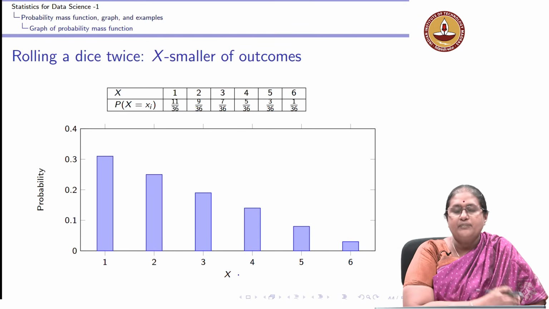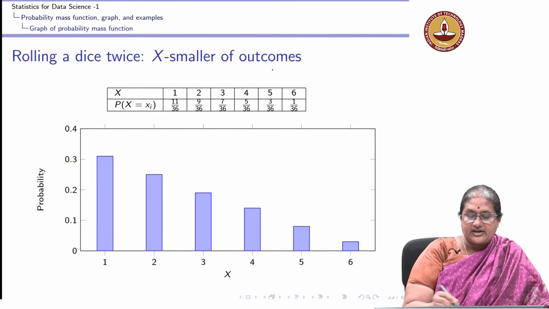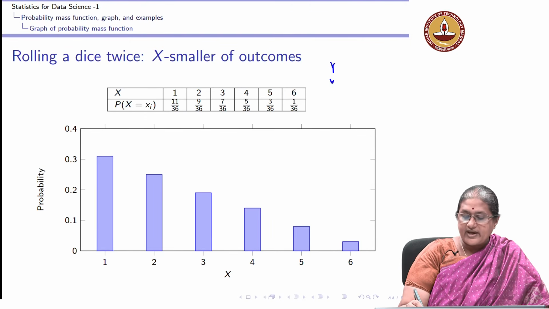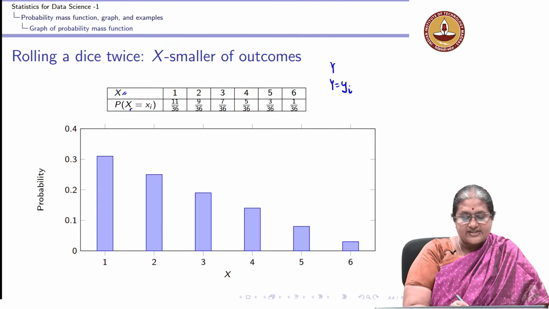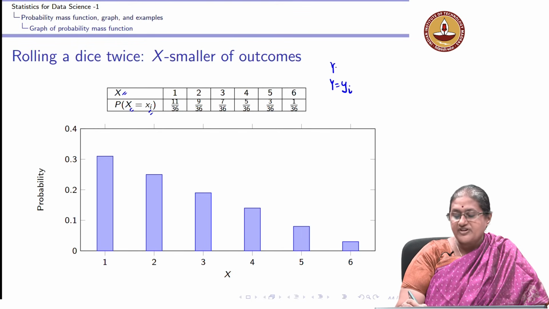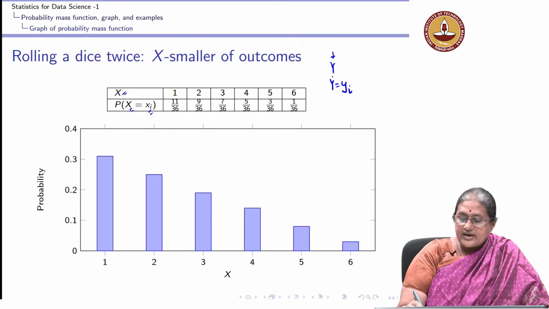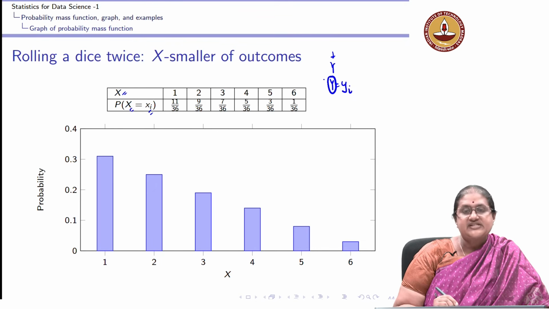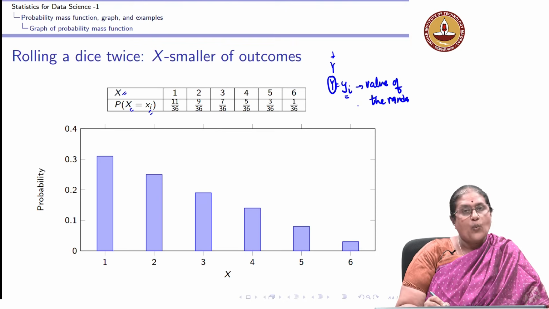I just want to make a small point here. When we discussed this random variable, I had defined it as y, and I said probability y equal to yi. Here I am referring to it as x, and I am looking at x equal to xi. It really does not make any difference whether you refer to it as x or y. The only thing you need to understand is what represents a random variable and what represents the value of the random variable. It could be x, y, z.